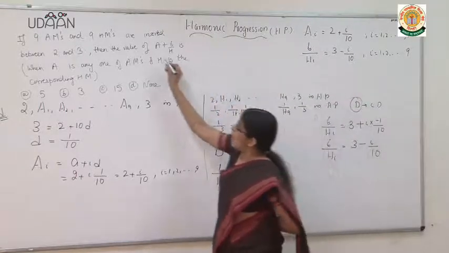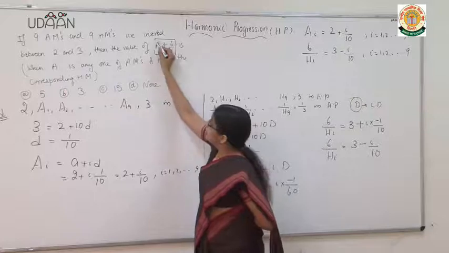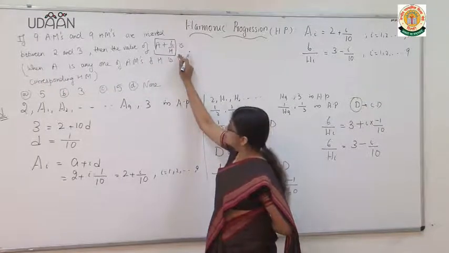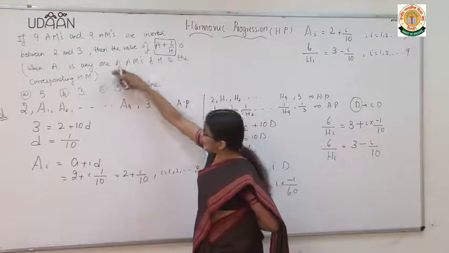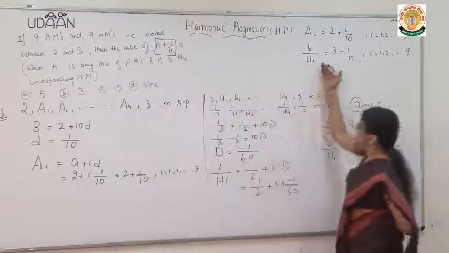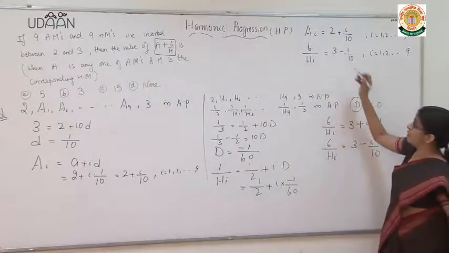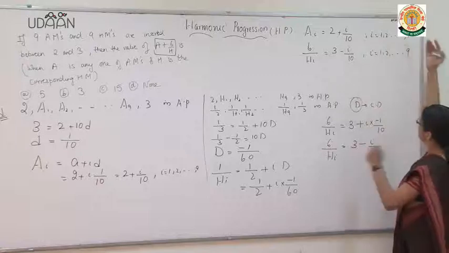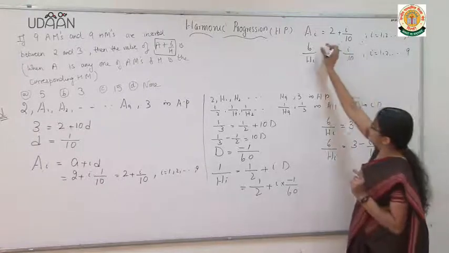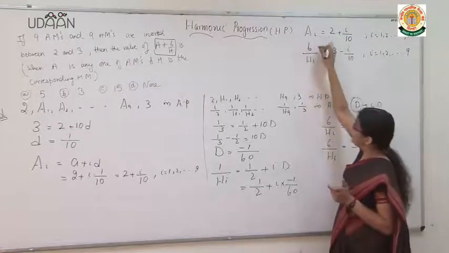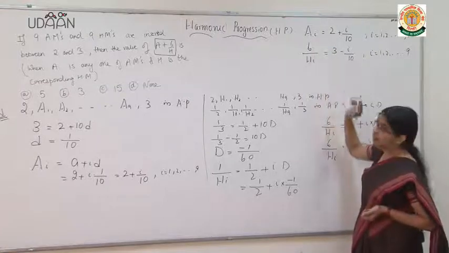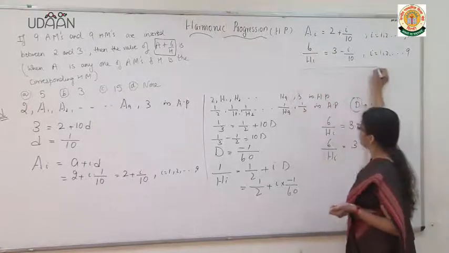What do we have to find? You have to find the value of A plus 6 by H, where A is any one of the arithmetic means and H is the corresponding harmonic mean. So I did not calculate all the values. I've calculated a general arithmetic mean, that is AI, and then HI is given by this formula. Let us find the sum of these.